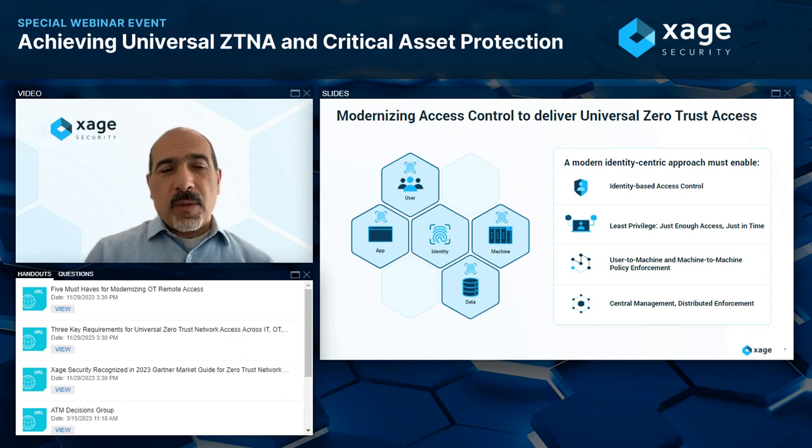ZTNA architectures allow you to get access into the environment and perhaps can control access down to an individual application or machine. But many of the attacks actually happen through that type of a path, where an attacker goes into the environment and then pivots, as I described earlier, and attacks other assets.